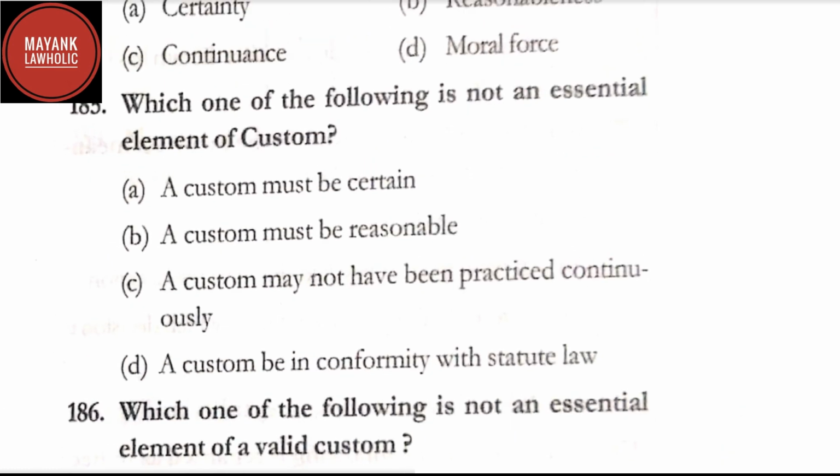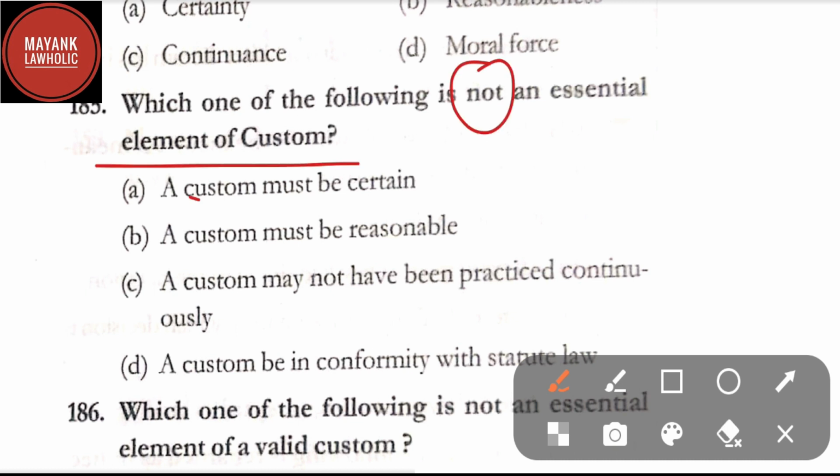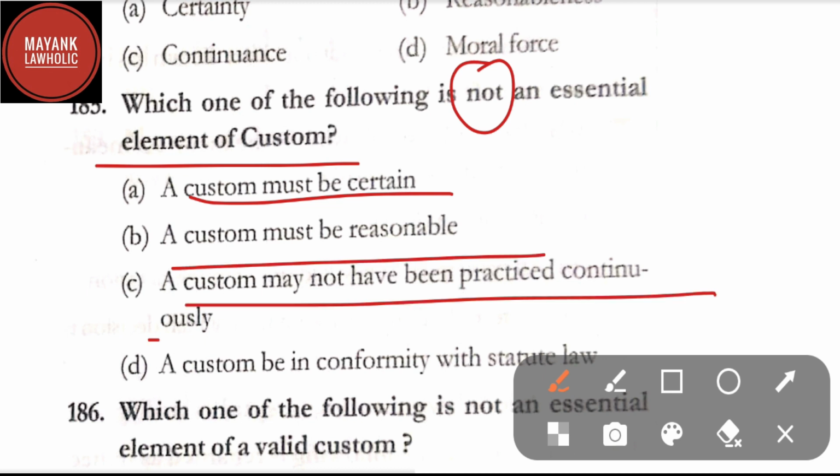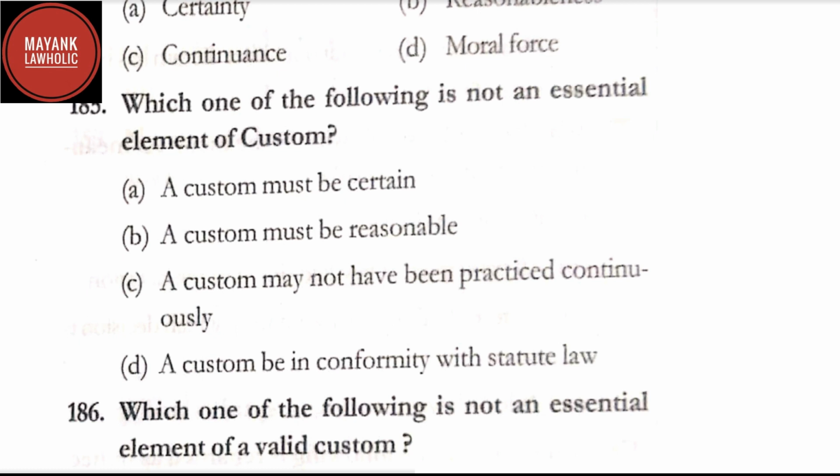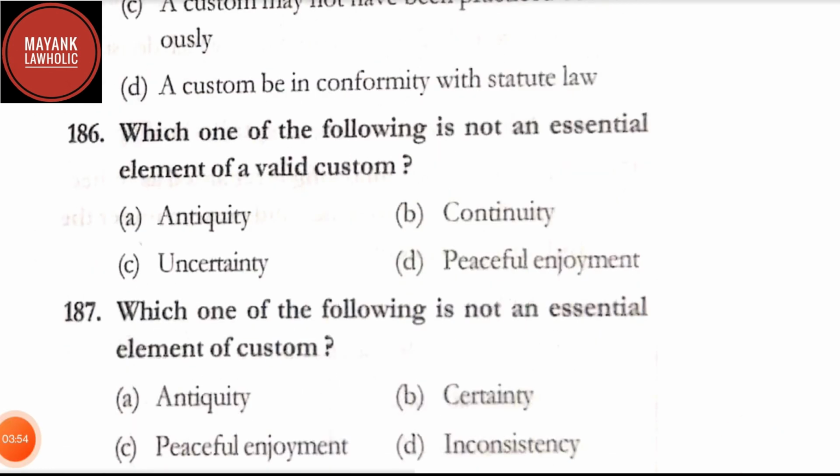Question number 185. Which one of the following is not an essential element of a custom? Option A, a custom must be certain. Option B, a custom must be reasonable. Option C, a custom may not have been practiced continuously. And option D, a custom be in conformity with the statute law. Here in this question it has been asked which of the following is not an essential element of a custom. Thereby the correct answer is option C. A custom may not have been practiced continuously is not an essential element of a custom, whereas a custom must be certain, a custom must be reasonable, and a custom must be in conformity with the statute law are the essential elements of custom.